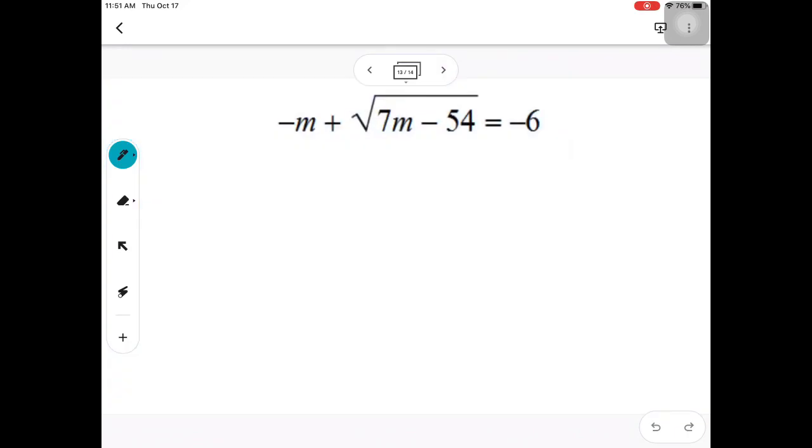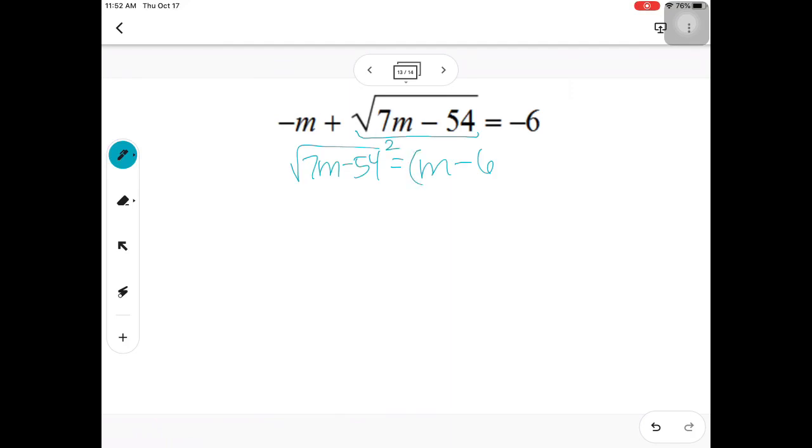This is going to be the last example we do here, so go ahead and write it down. There is a trick to this one, but it is similar to before, so I want you to think about it for a second and see what you would do first. The first thing we want to do, remember, is isolate this radical. So I need to move this negative m by adding it to the other side. So square root of 7m minus 54 equals m minus 6.